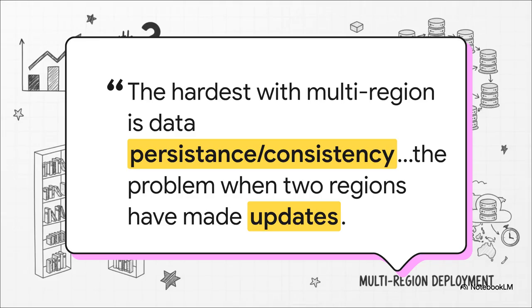But as pretty much any developer on a forum will tell you, going multi-region introduces one massive headache: data consistency. I mean, think about it. If a user in London updates their profile at the exact same time a user in Tokyo updates that same record, which update wins? How do you make sure both regions eventually see the same truth? This is the core problem right here.